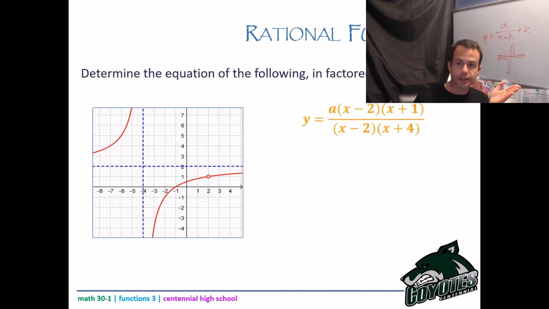Now, this is important because some of you who are more astute out there are looking at this and saying immediately, well, a would have to be 2 because I have a situation here where I have the same degree over the same degree, and so my horizontal asymptote has to come from the leading coefficient divided by the leading coefficient. In order to get a horizontal asymptote of 2, that would have to be like 2 over 1. So a would have to be 2.